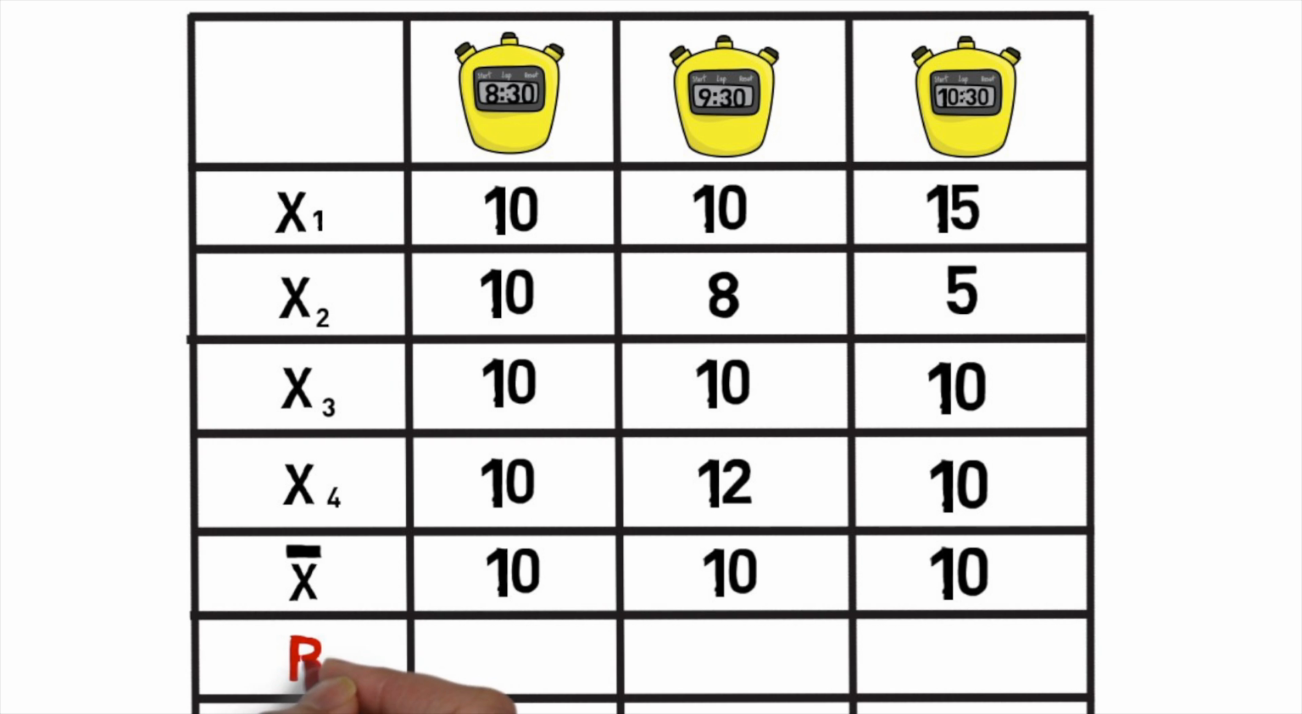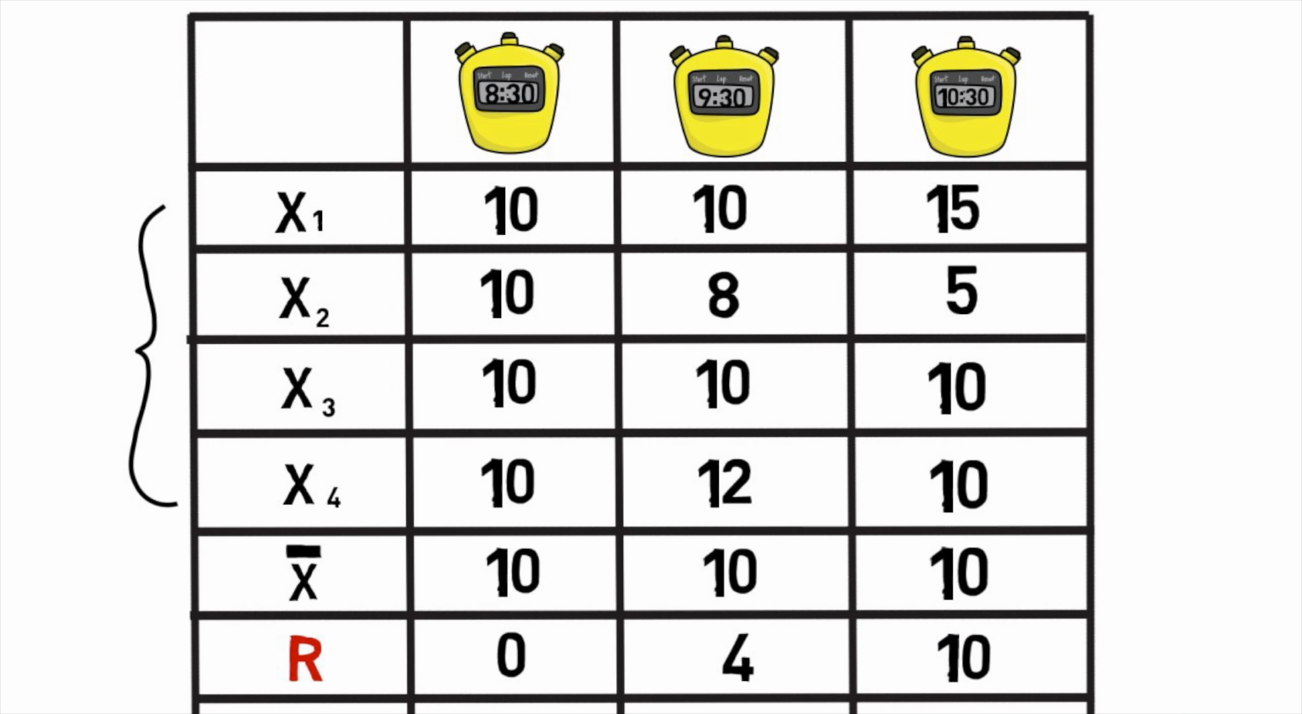However, if we assess the range of our 4 measurements, the difference between the max and the minimum is 0 at 8:30. For 9:30, our maximum is 12 and our minimum is 8, so our range is 4. And at 10:30, our maximum is 15 and our minimum is 5, so our range is 10. So it would appear by looking at the range that the variation is increasing quite significantly, so the process is by no means stable. This explains why we need to measure both the mean and the variation to understand what is happening in a process.